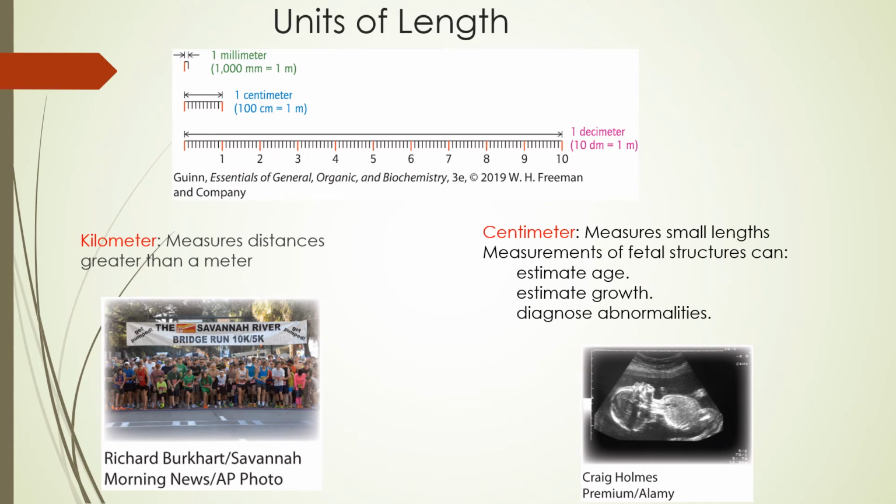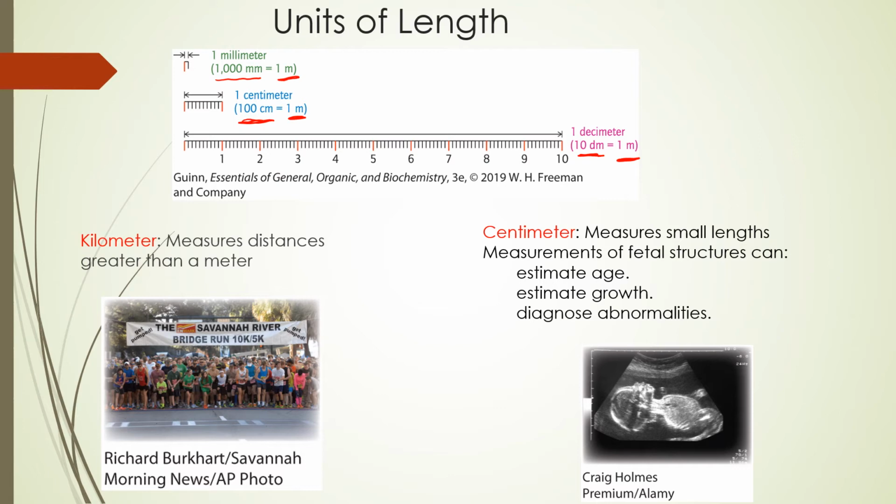Length is the distance between two points. A meter is the base unit of length in the metric system, as well as in the SI, the international standard system. 1 meter is divided into 10 decimeters, or in other words, 1 decimeter is 1/10 of a meter. Or 1 meter is divided into 100 centimeters, so 1 centimeter is 1/100 of a meter. And similarly, 1 meter is divided into 1000 millimeters, or we can say 1 millimeter is 1/1000th of a meter.